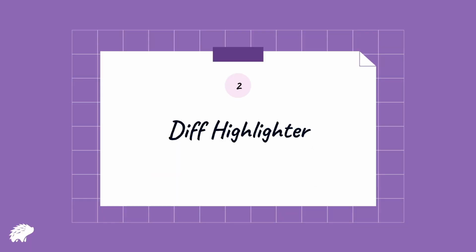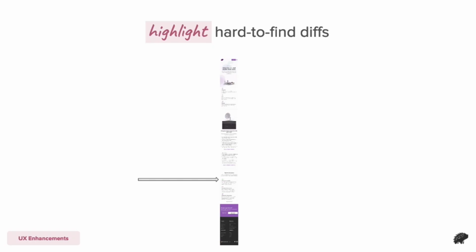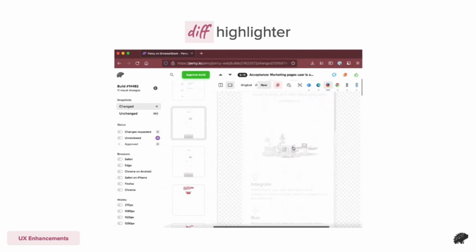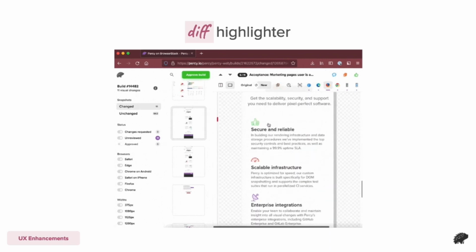Some changes can be quite small. We have introduced the diff highlighter, which highlights the exact position of any diffs so you can get to what's important faster. Here we can see a very long page, but only part of one icon has changed. The diff highlighter allows you to quickly find the diff in your snapshot, so you can be on your way faster.